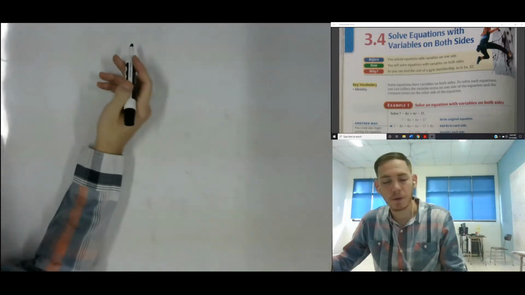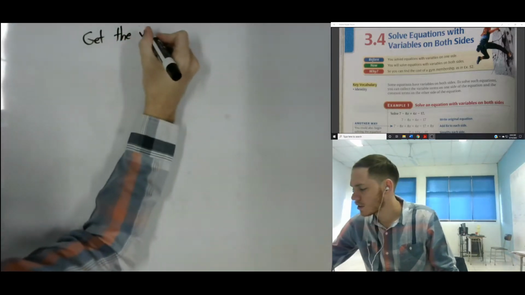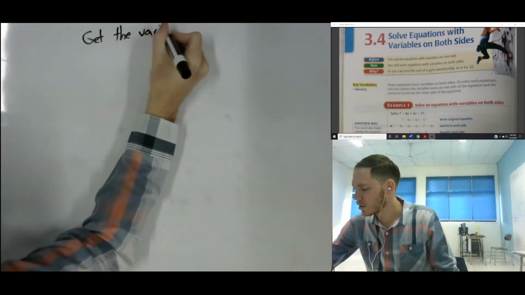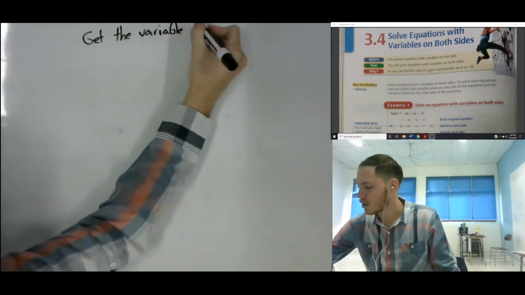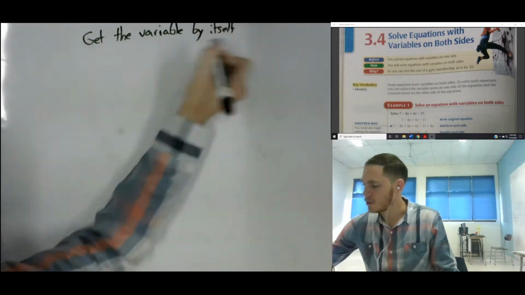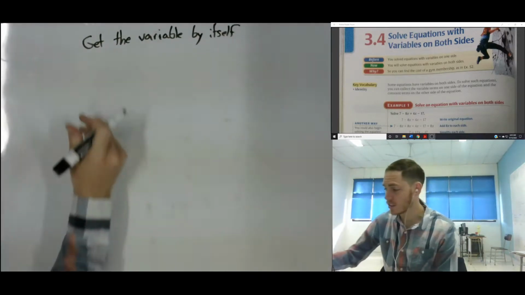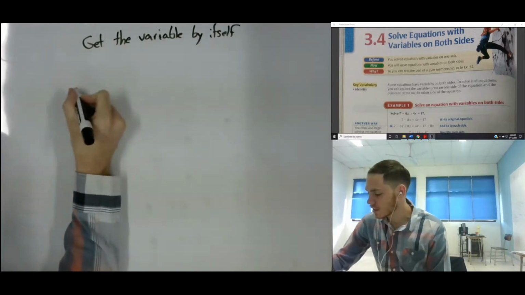Welcome back, guys. We're going to be talking about lesson 3.4, and we're going to be solving equations with variables on both sides. The idea behind this is actually just get the variable by itself. Okay? You do that, that's your goal, get the variable by itself. You do that, you will actually solve this. Okay, so let's look at some examples.